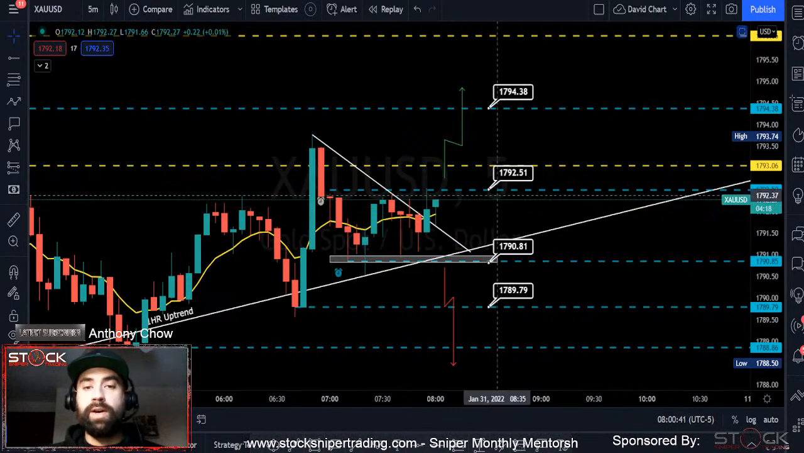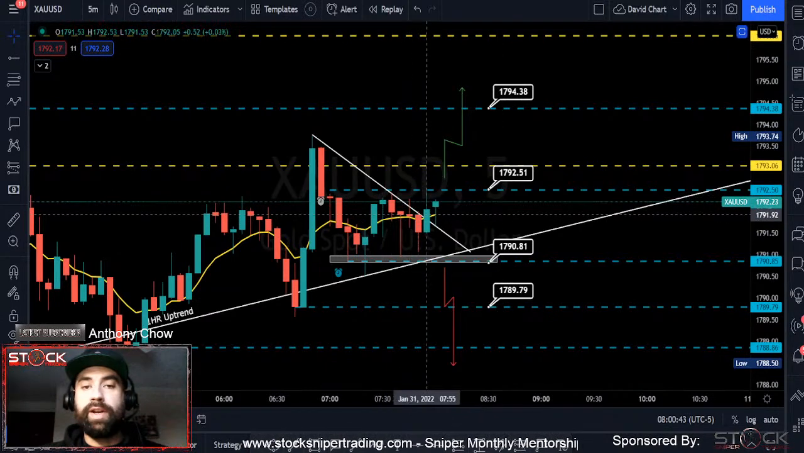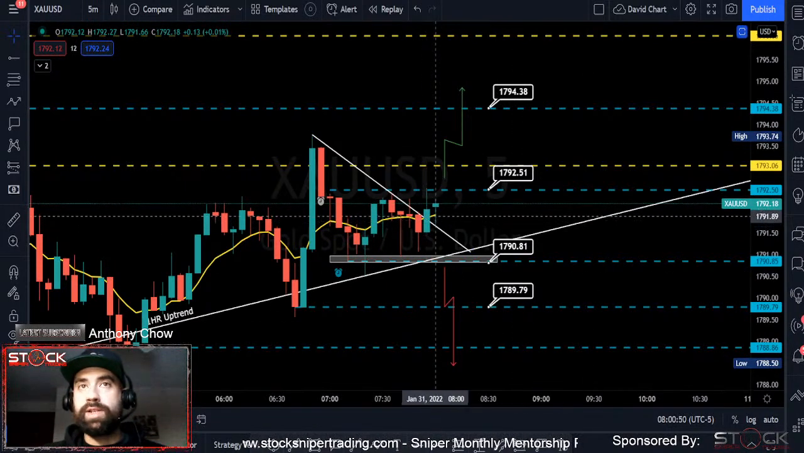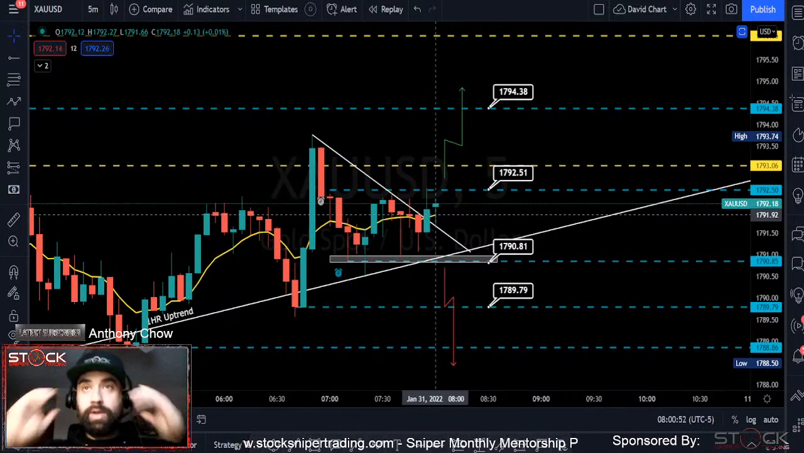Okay, guys, so you can see that now, yep, gold is starting to close above that 9 moving average. Remember at 8 a.m. You can see now it's starting to make its next little move here. We'll watch and see what it's going to do.